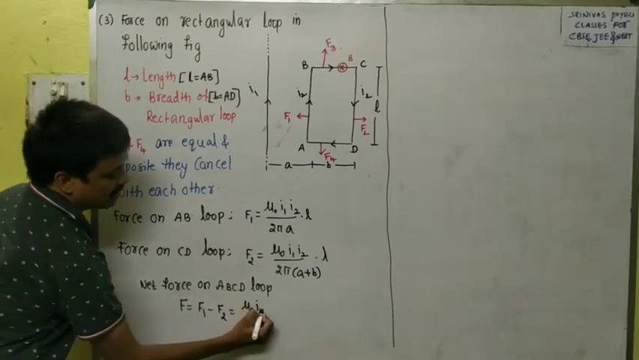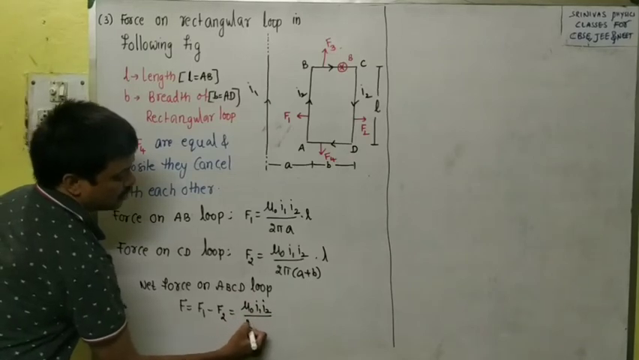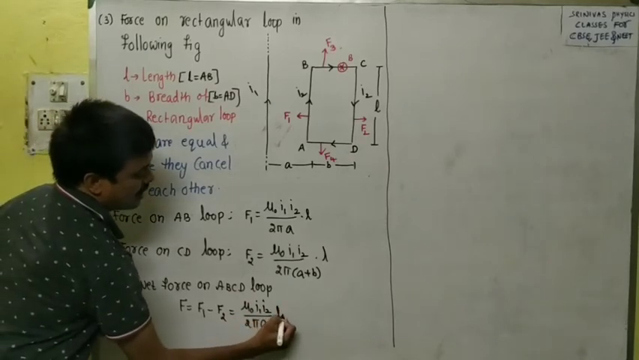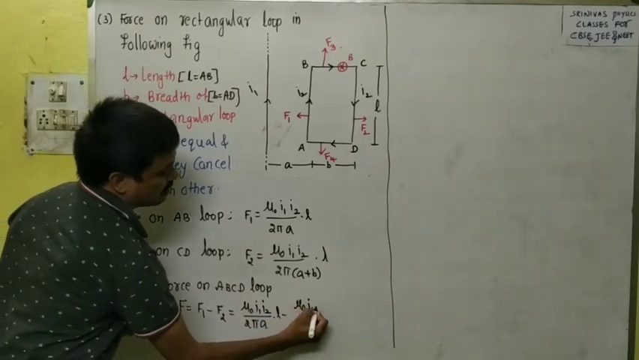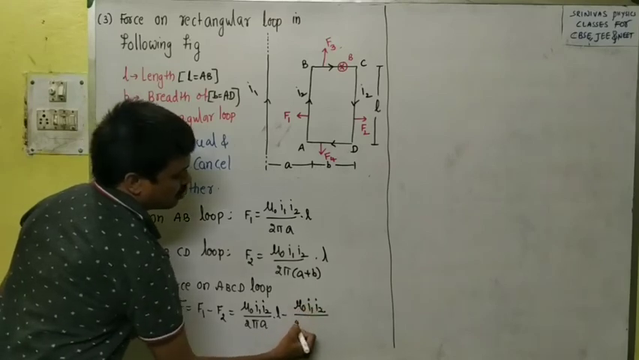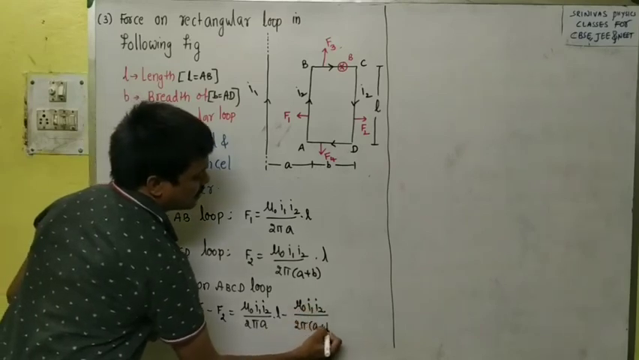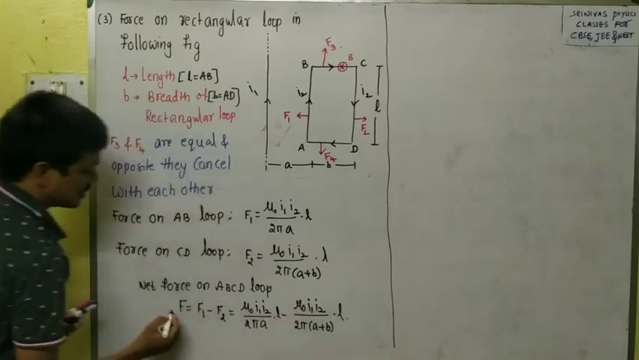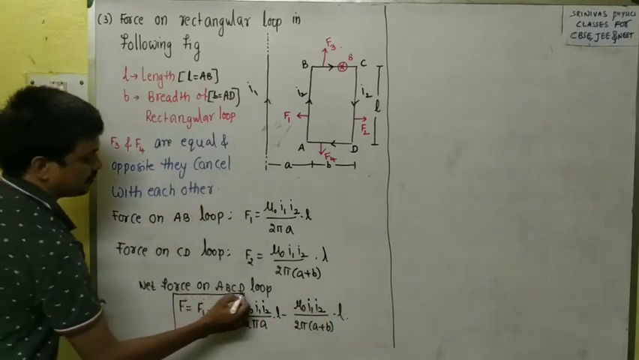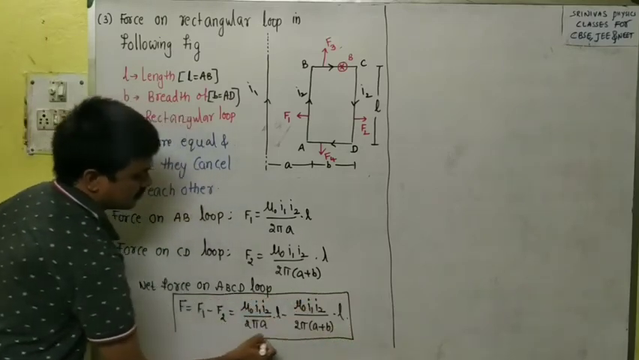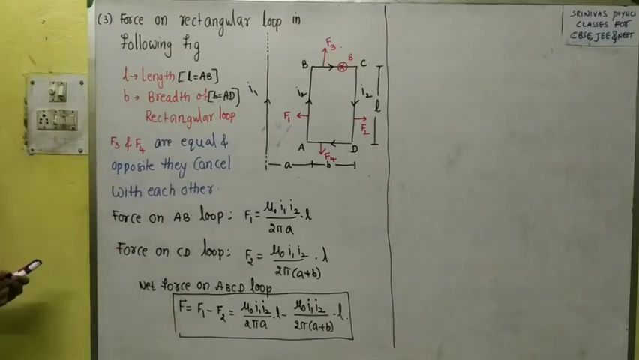Mu naught I1 I2 by 2 pi A into L minus mu naught I1 I2 by 2 pi of (A plus B) into L. Okay, this is the formula. This is how to find out the force on the rectangular loop as shown in the figure.